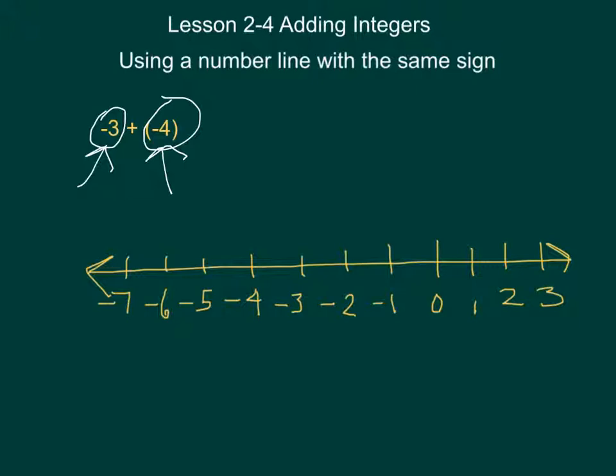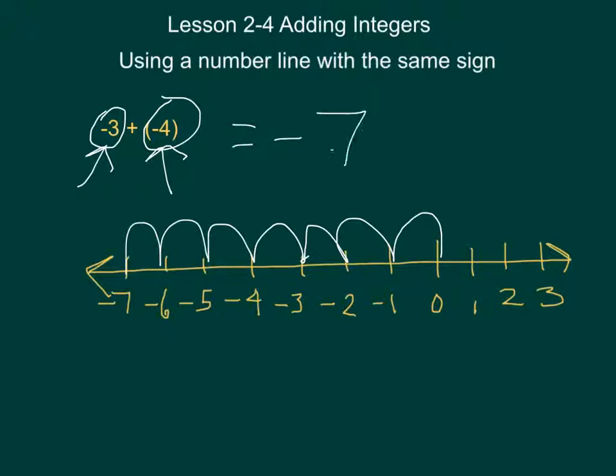So if we start at 0 and we move -3, so we're going in the negative direction, 3 places, 1, 2, and 3. And then it says now you go another -4. So 1, 2, 3, and 4. So our answer would be -7.